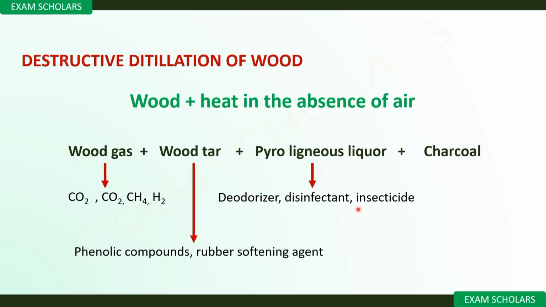Now, there is also what is known as insecticide. We can also use it for making insecticide. So that is pyroligneous liquor. Now, finally, we have charcoal. Charcoal is a raw material for activated carbon. It can also be used for making fuel as a source of energy.